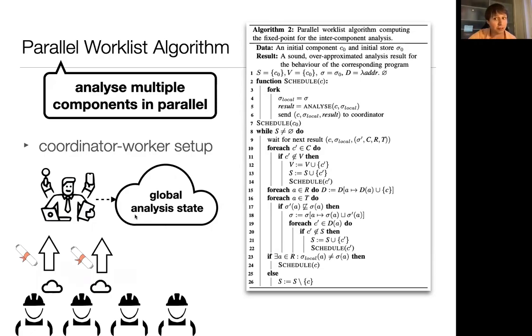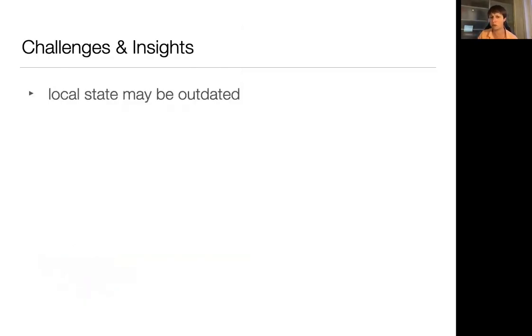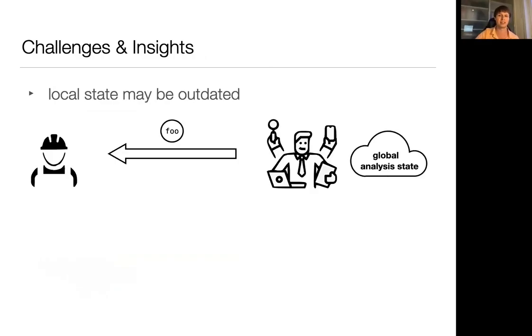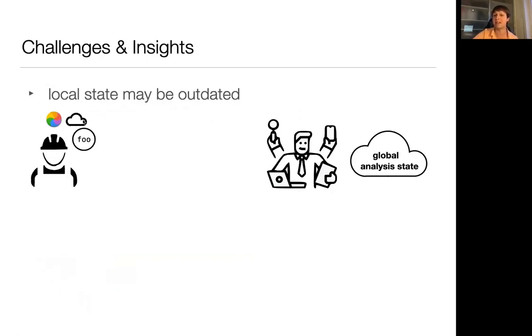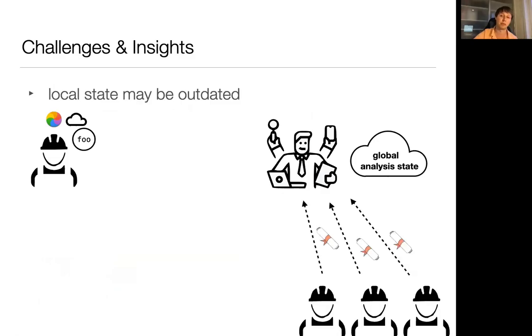Of course, this is just a very simplistic explanation. You can find the full parallel algorithm in the paper. I do want to briefly point out an important challenge and insight of this algorithm, though, which has to do with the global analysis state. So, as already explained, when the coordinator sends a component to analyze to the worker, the worker makes a local copy of the global analysis state and uses that to analyze the given component.